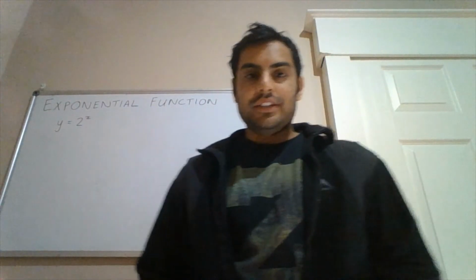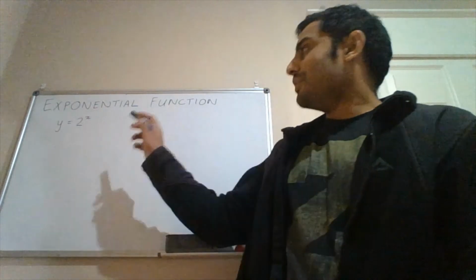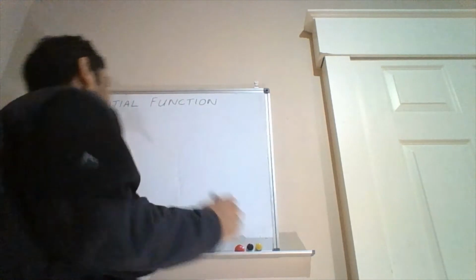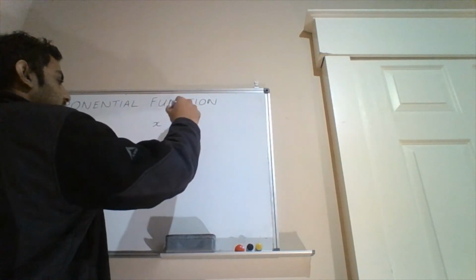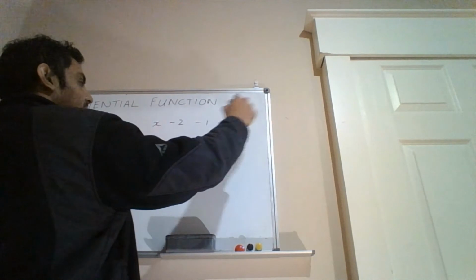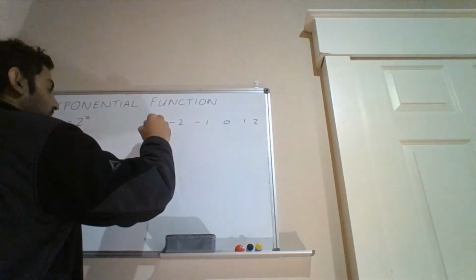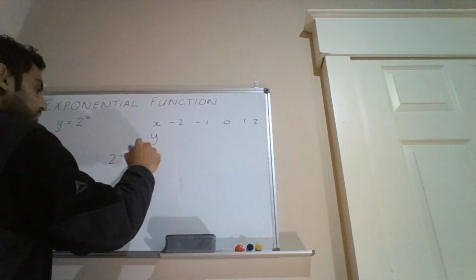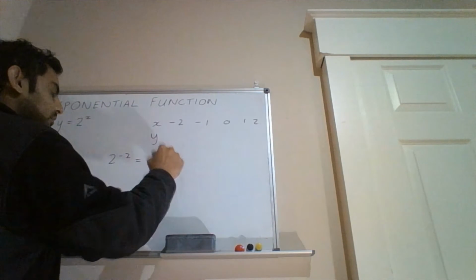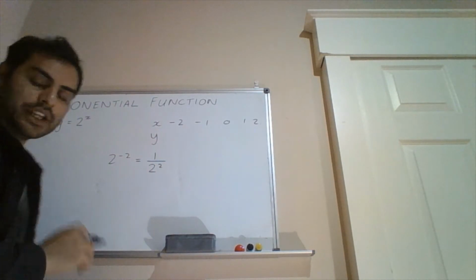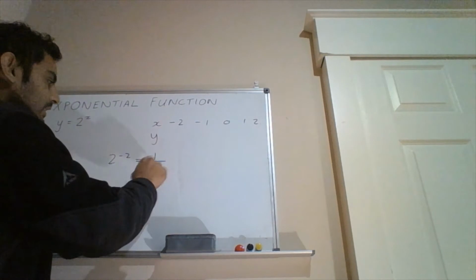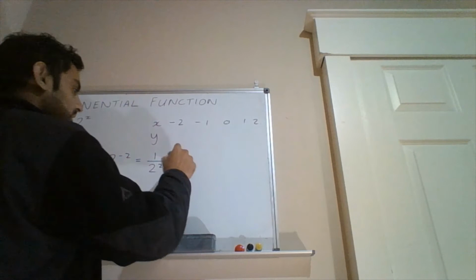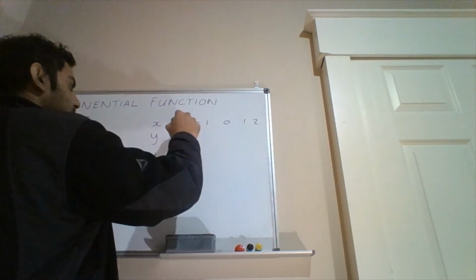So I'm going to start off with the simplest case of the exponential function, y equals 2 to the power of x, and I'm just going to plot it quickly. So I'm going to pick x values -2, -1, 0, 1, 2, and let's work out the corresponding y values. 2 to the -2 equals 1 over 2 squared. Remember, with the negative exponential, our rule is to flip it and then change the sign from negative to positive. So the -2 becomes a +2, and this works out to a quarter.